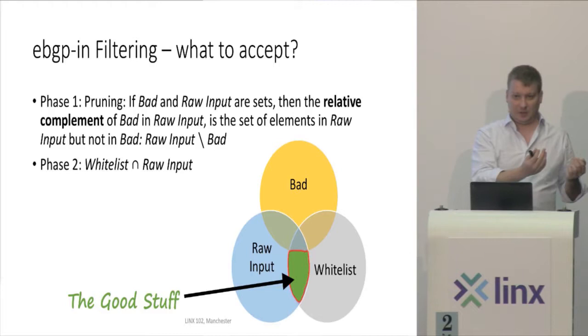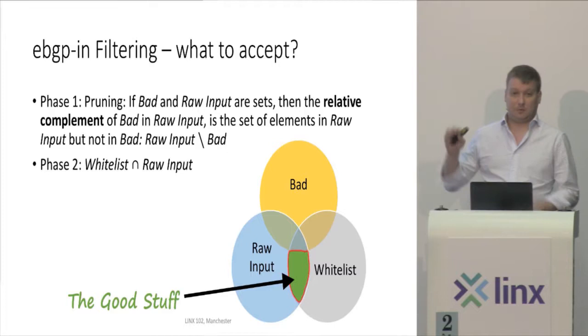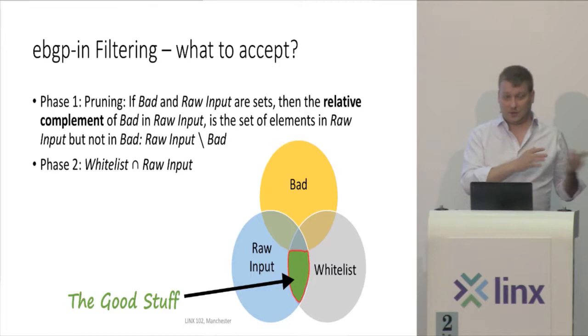Then phase two is where you only accept what you previously configured as what I call a whitelist. The whitelist is the potential of announcements you expect behind a certain eBGP session, and if an update comes in that is not on the whitelist, it's dropped.